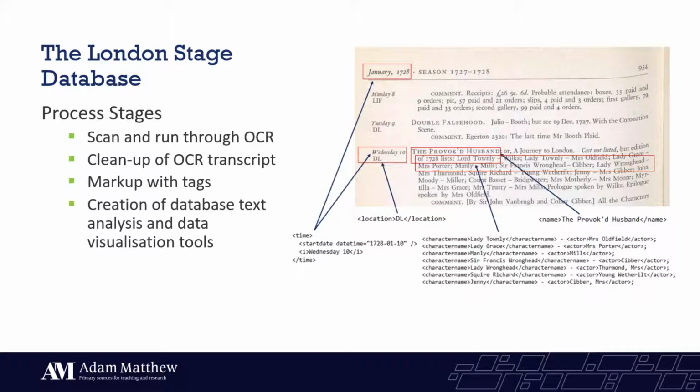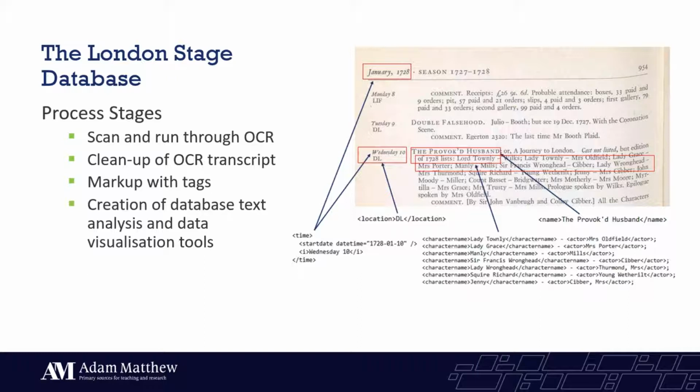The cleaned up text then had to be marked up in XML so that it can be read and analysed by a computer. So what we wanted to do is pull out the location, for example. In this case, it's Drury Lane. A code is used, DL. So you need to teach the computer essentially that every time it sees DL in the same place on the page, that's a location indication for Drury Lane.